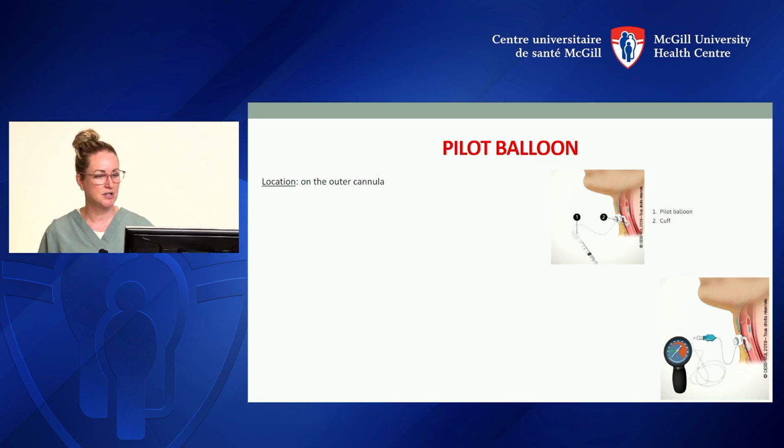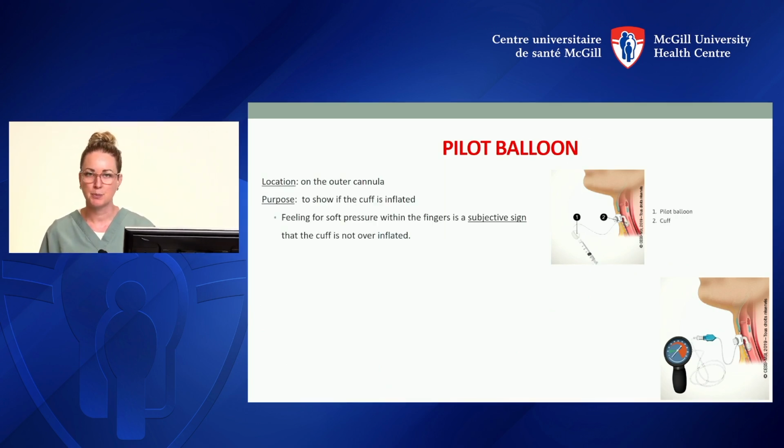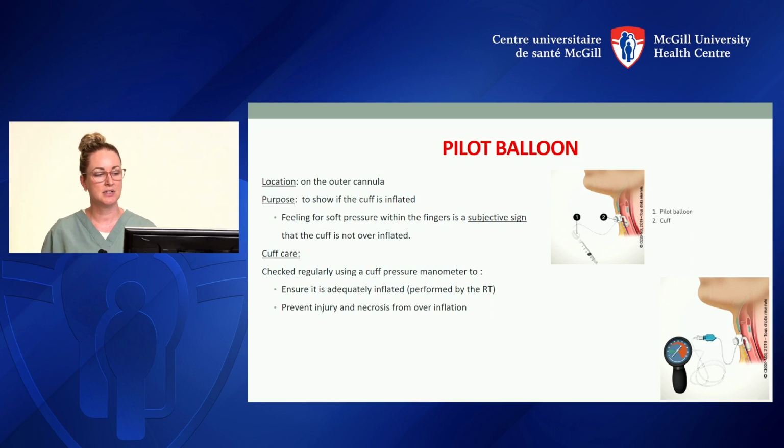So the pilot balloon, as I mentioned, you can see on the outer cannula. The purpose of the pilot balloon is to show that the cuff is sufficiently inflated. So again, the cuff being the balloon inside the patient that we can't visually see. So you feeling the soft pressure within the fingers, again, is a subjective sign that the cuff is not overinflated. When the cuff pressure is inadequate, you have oropharyngeal secretions that can leak around the cuff, increasing your risk of ventilator-associated pneumonias.